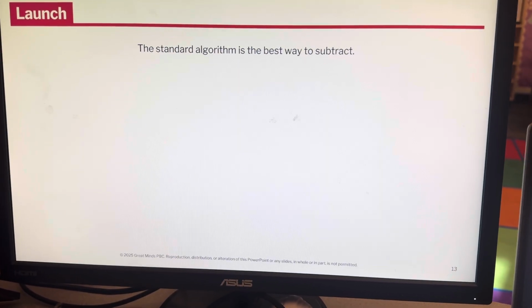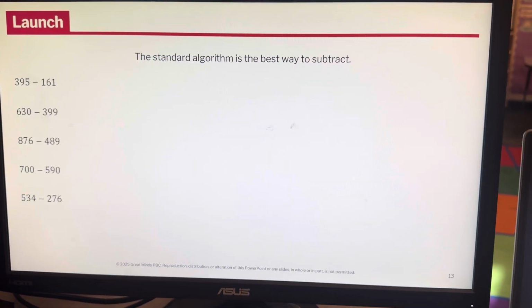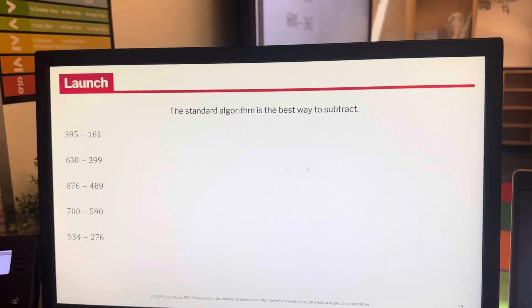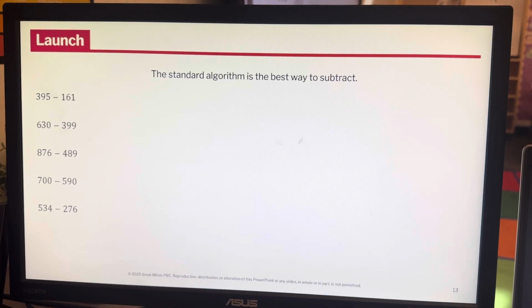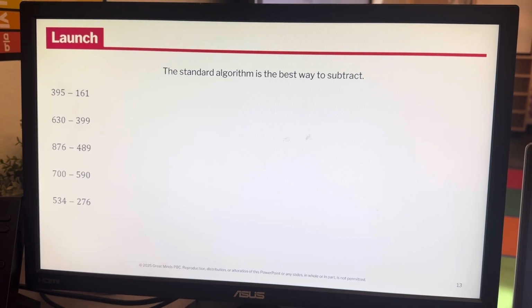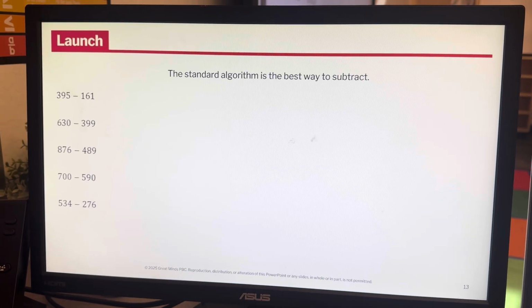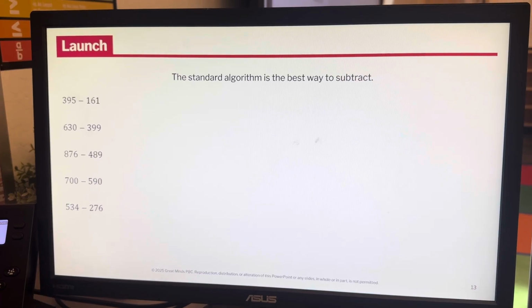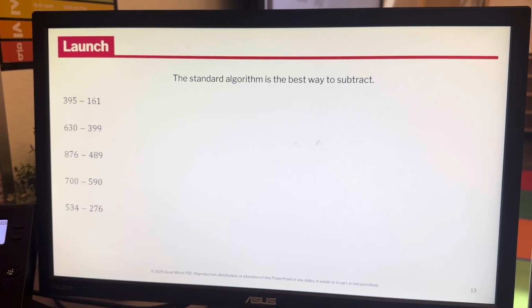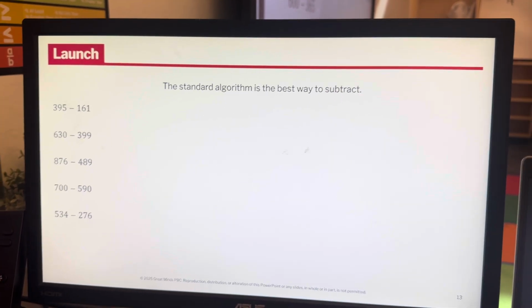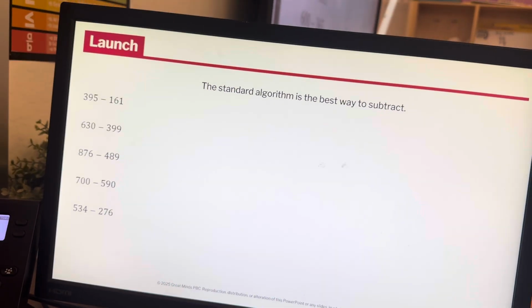And on here, so we could say this is just part of our class discussion. The standard algorithm is the best way to subtract. So this is going to be used for class discussion as we try to remember all the different strategies that we've learned. For addition, those are also able to be used in subtraction. So that's where our discussion here is going to go through.